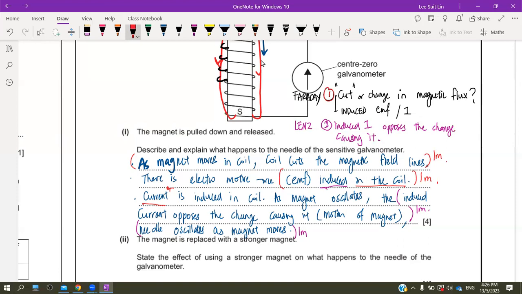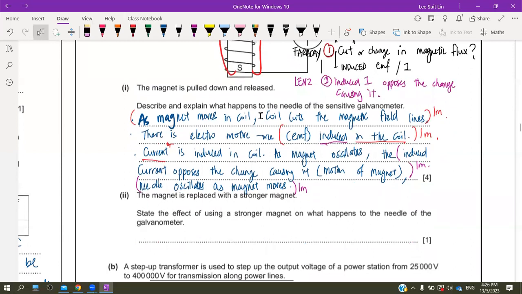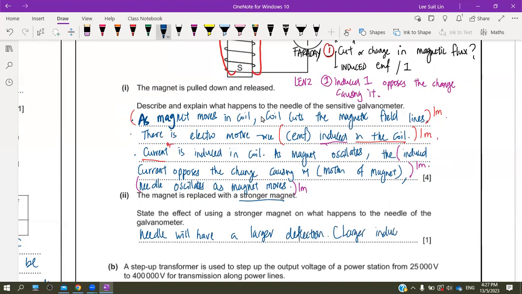But anyway, now we are going to replace the magnet with a stronger magnet. State the effect of using a stronger magnet on what happens to the needle of the galvanometer. So in this case, I would say that the galvanometer will have a larger deflection because it's a stronger magnet, right? So the needle will have a larger maximum deflection, because there is larger induced EMF.